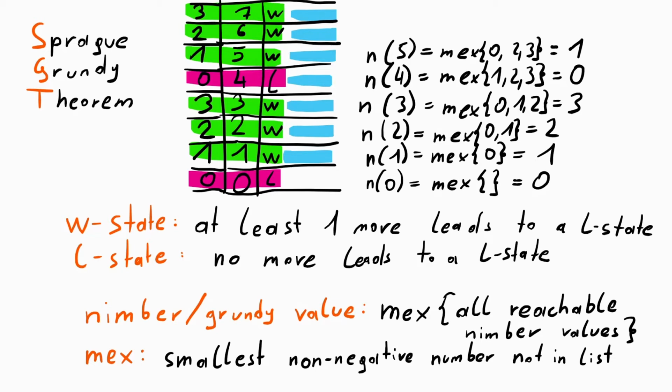If you are on a winning state, so you have a positive number, then you can reach a state with number 0, because otherwise the max would have been 0 itself. So from a winning state, you can reach a losing state. But if you are on a losing state with number 0, then you can't reach another 0. Otherwise the max would have been positive. So from a state with number 0, the losing state, you can't reach another losing state.